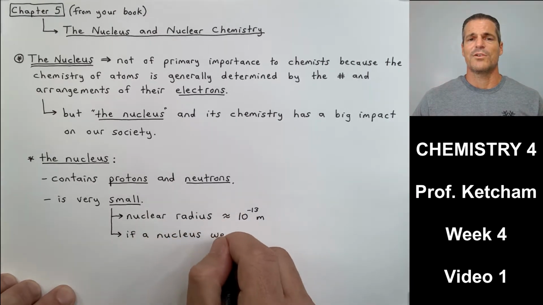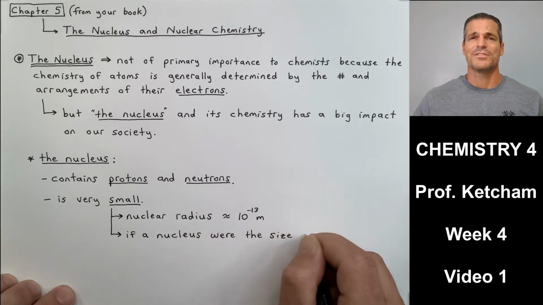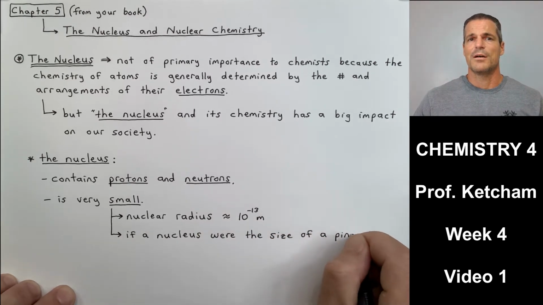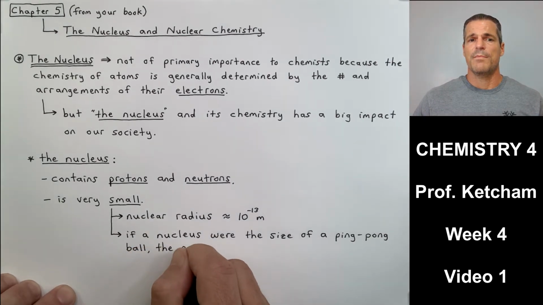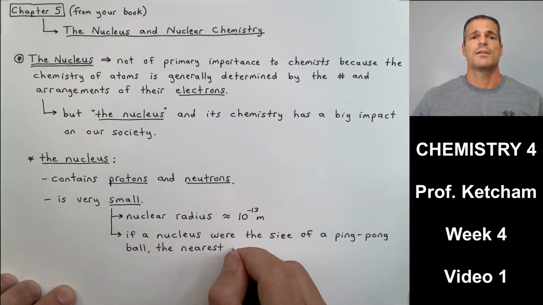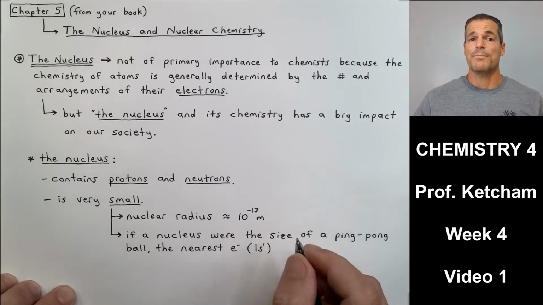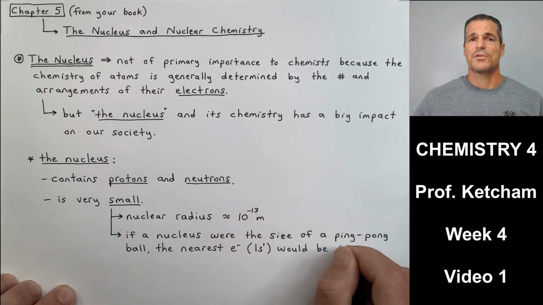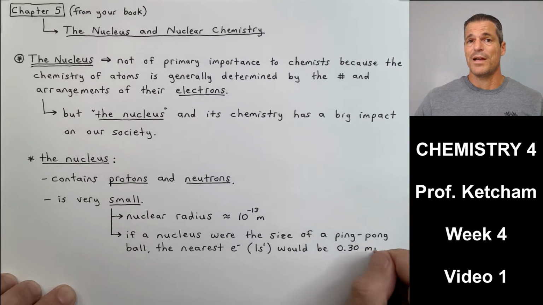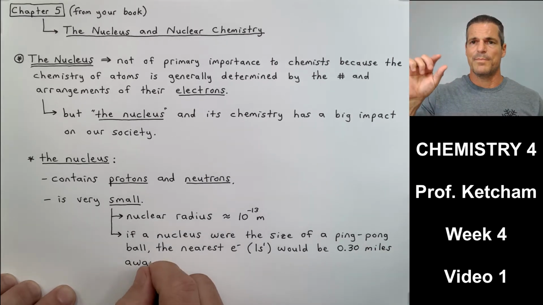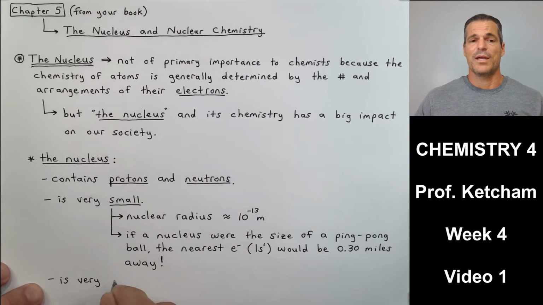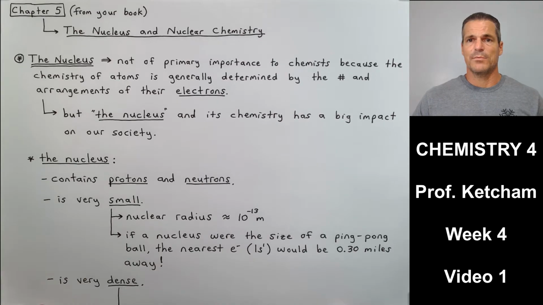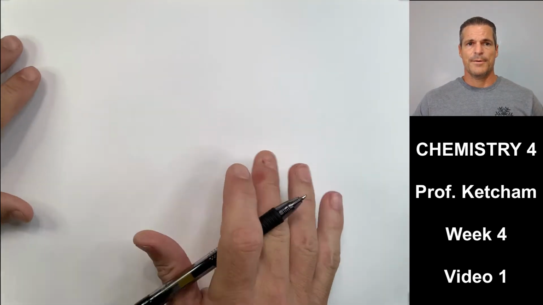Okay, a nucleus is almost as if it's so small it's almost non-existent, even microscopically. So to put things in perspective about what I mean by the word small for nucleus, if a nucleus were the size of a ping pong ball, the nearest electron would be about 1/3 of a mile away. So if I'm holding a little ping pong ball, right, that 1s1 electron is about 1/3 of a mile away. It's very, very far. The nucleus is also very dense, and we'll talk about that on the next page here.